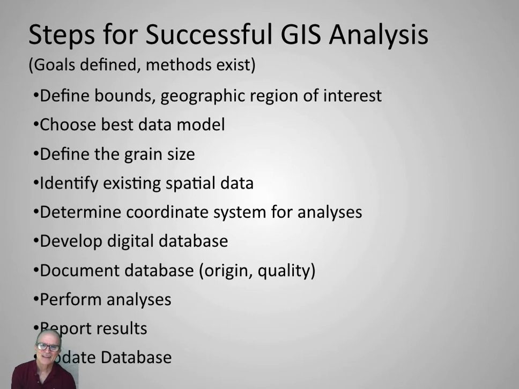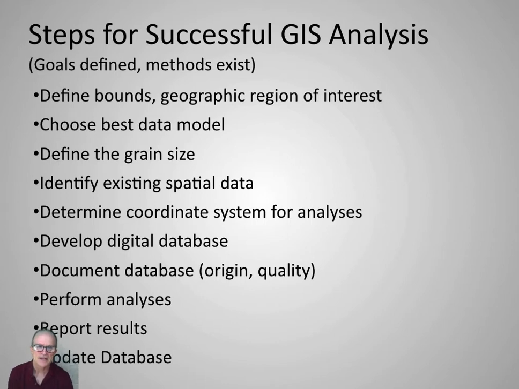You also need to define the bounds of your geographic region of interest and choose a data model. We'll talk about data models. And then define a grain size, which is the size at which you will apply the analysis, the geographic unit, the area in square feet or meters, or the mapping that you're going to use. Will you do it on an individual plot, on a lot size for a cadastre that people own, or on a raster, and I'll talk about what a raster is, a checkerboard of little grid cells?